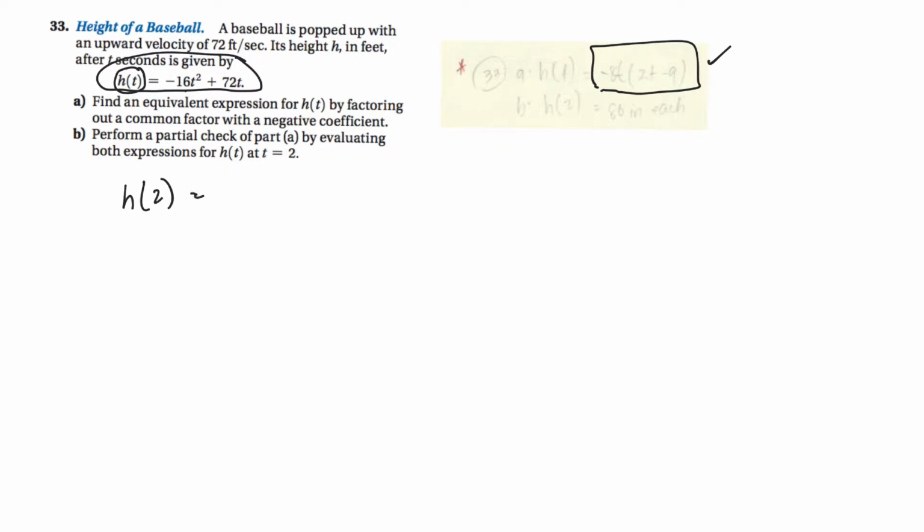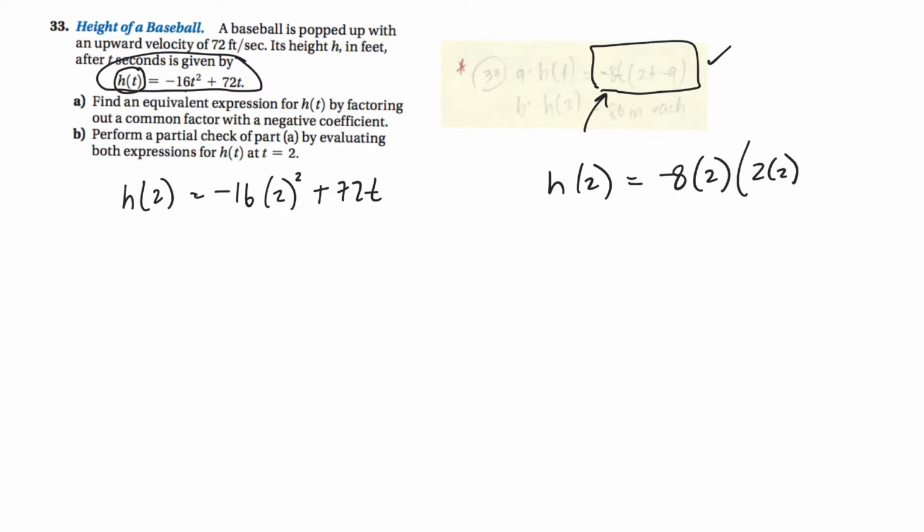So -16 times 2 squared plus 72t. And we'll do the same thing as well with this function that is already factored. So -8 times 2 times 2 times 2 minus 9. So if it's factored correctly, I should get the same answer on both sides. So 2 squared is 4, so this would be -16 times 4 plus 72. Oh, whoops, I forgot to put a 2 in there. Times 2. So this would be a -64.